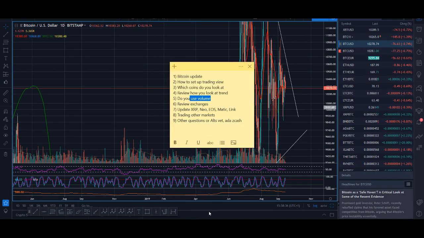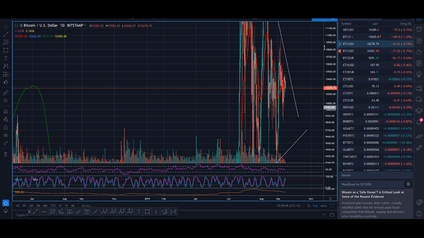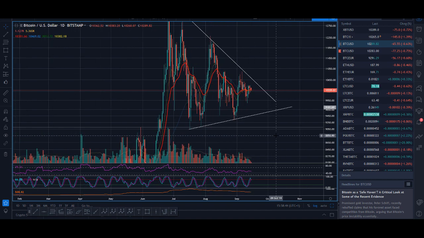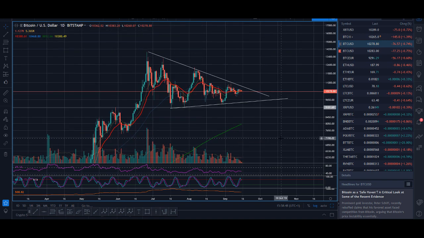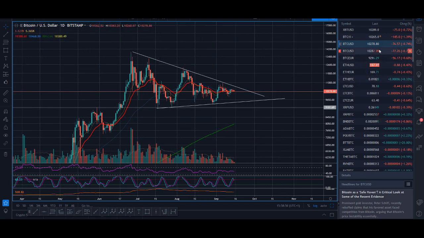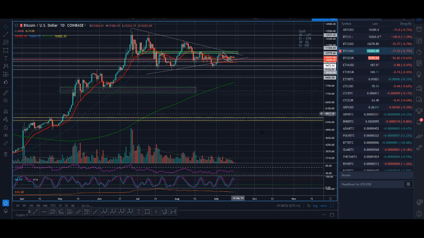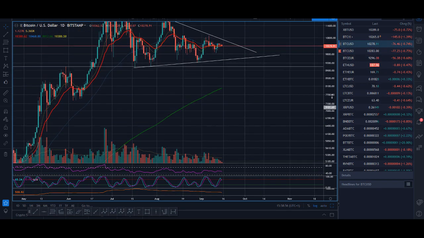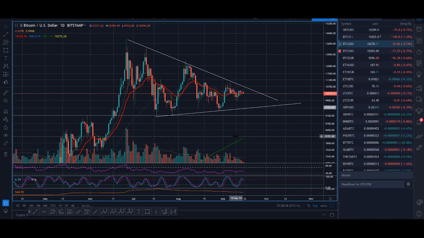So what is the next question? Reviewing exchanges, right? Again, I don't want to review exchanges, but what I will say is which exchanges I use. So most of my money is in Coinbase. I use Coinbase the most for crypto, and the main reason for that is I trust Coinbase more than some of the other exchanges.